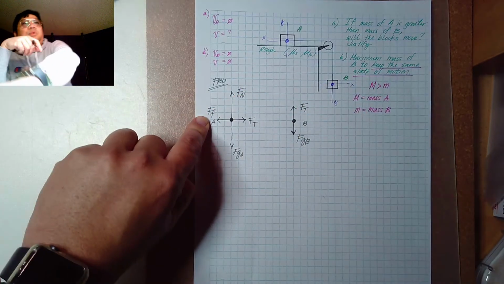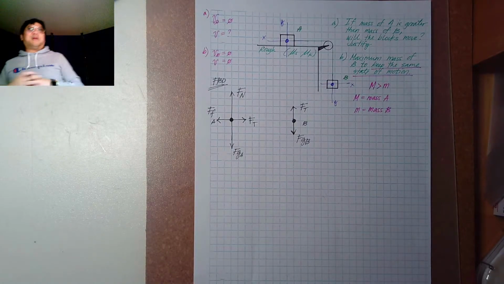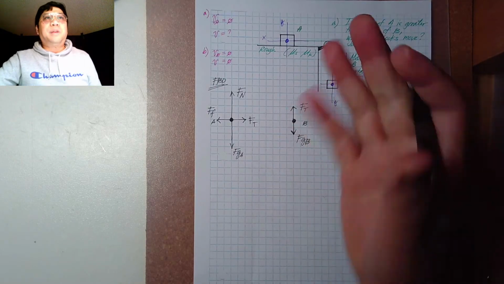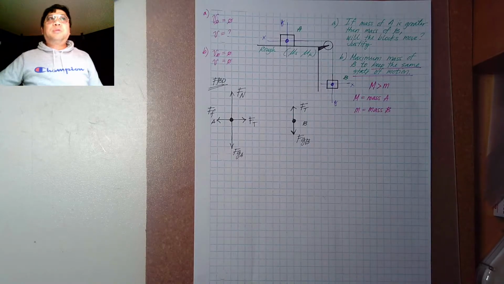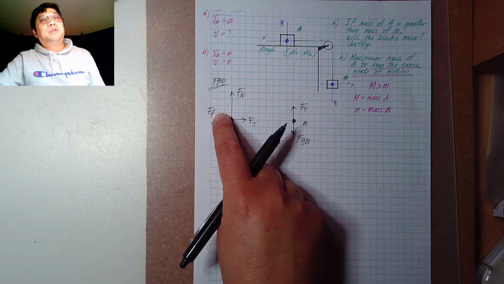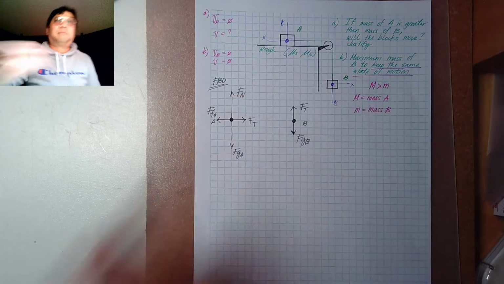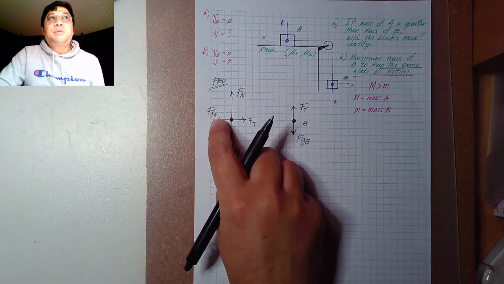Okay, force of friction. I don't know if that force of friction is moving or not. So let's figure out force of friction. We were given mu of k and mu of s. If we don't want our object to move, then we will use the coefficient of static friction.